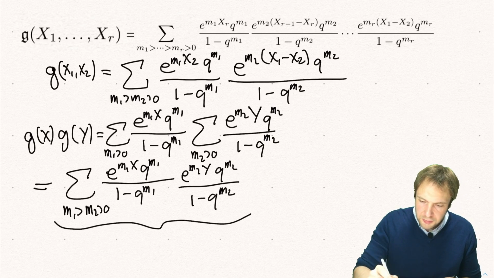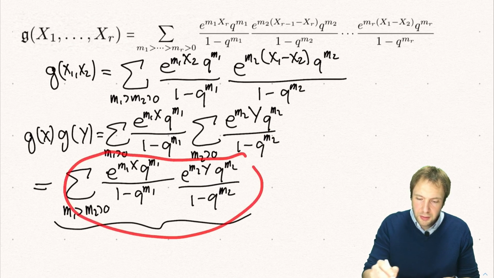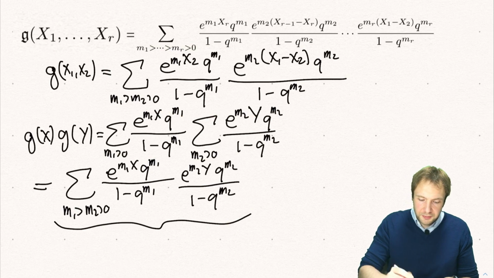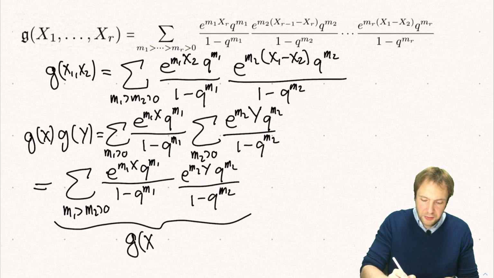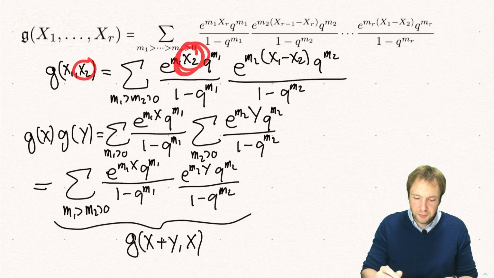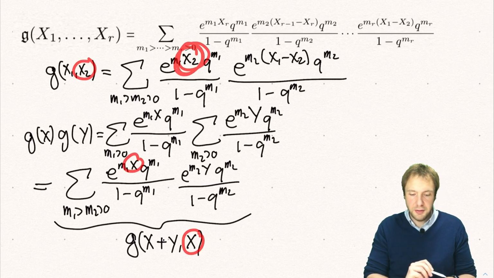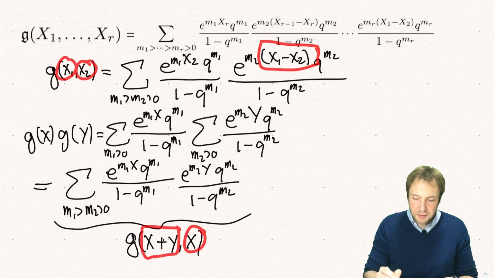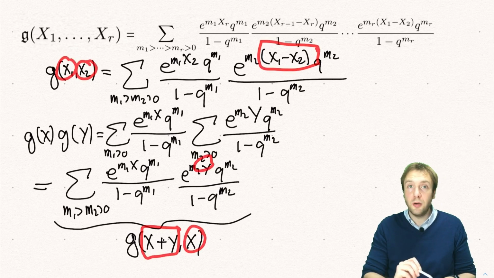But if you compare this now with the depth 2 g, then you see that this is exactly g of x plus y, comma x. Because this one here is always the second entry, so the second entry is x, which is here, and this entry is the first minus the second. So here the first minus the second is just y, so that's how we get the y here.